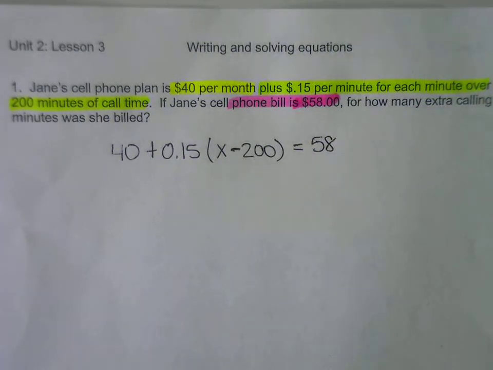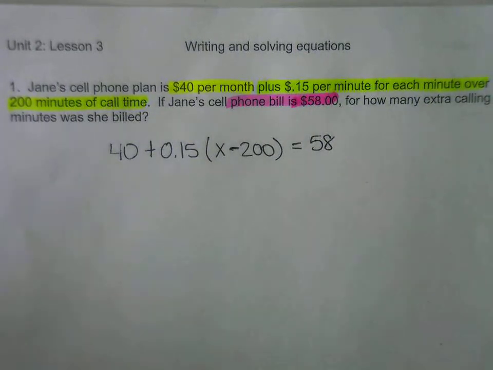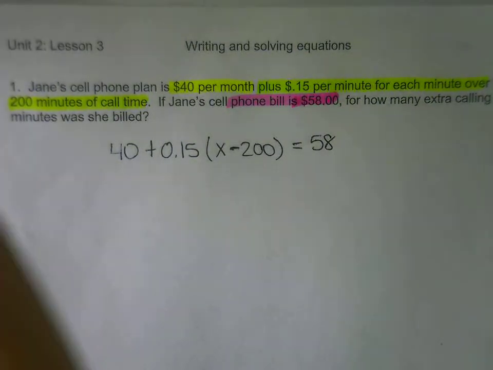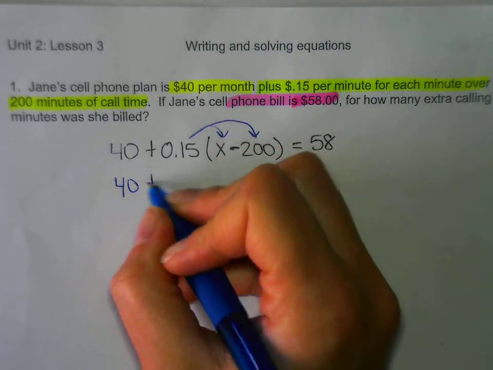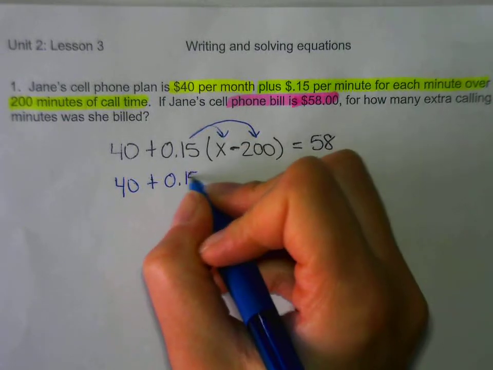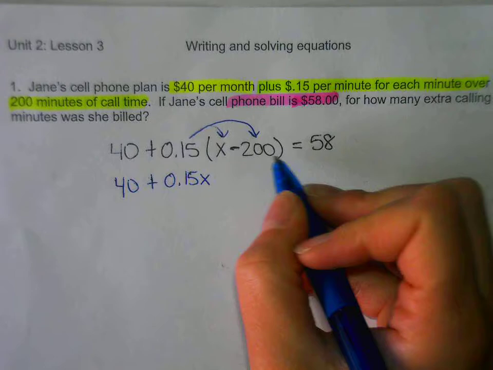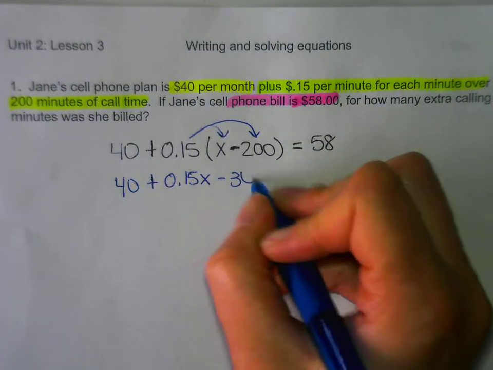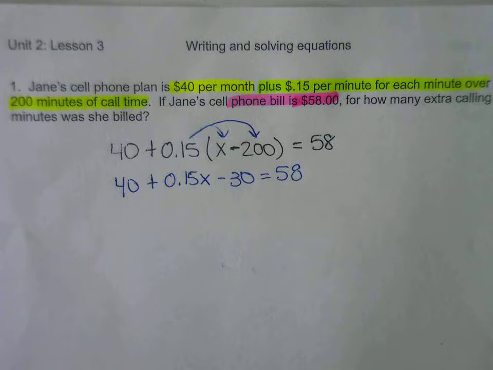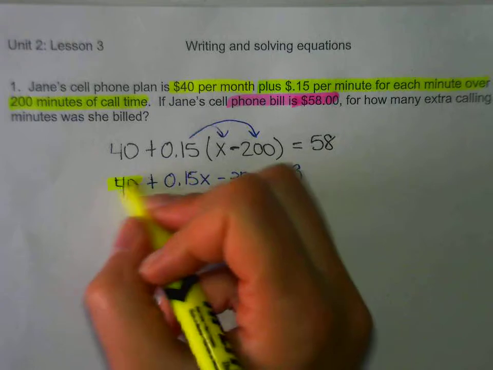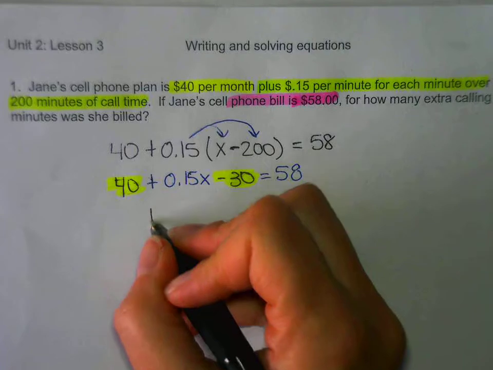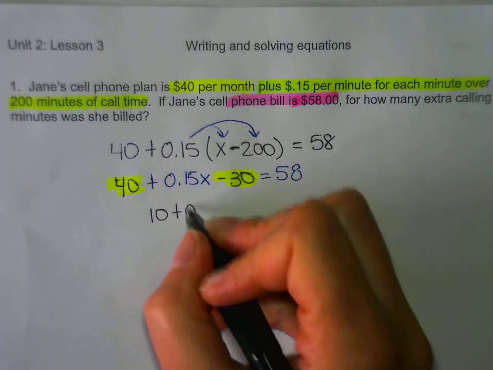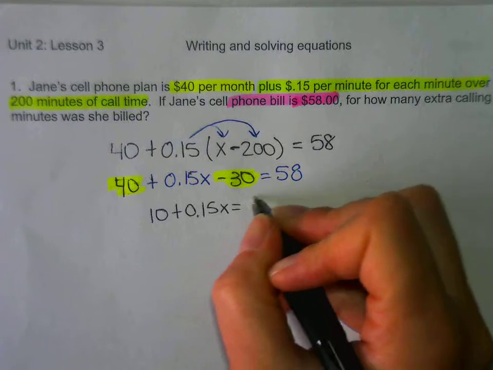So now we need to solve this. So using our steps, we need to first distribute the 15 cents. So we have 40 plus 15 cents times x is 15 cents times x, and 15 cents times negative 200 is negative 30. We bring down our 58. So now I do have like terms. On my left hand side I have a 40 and a negative 30. So when I combine those like terms I end up with 10. 40 minus 30 is 10, plus the 15 cents times x equals 58.